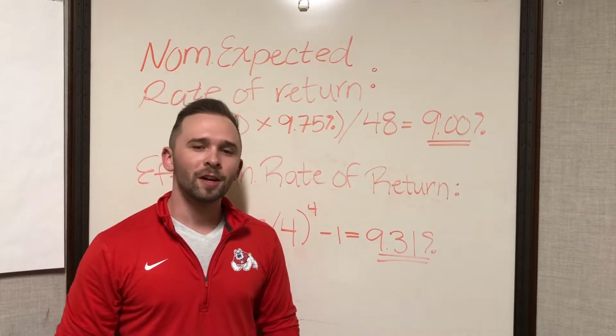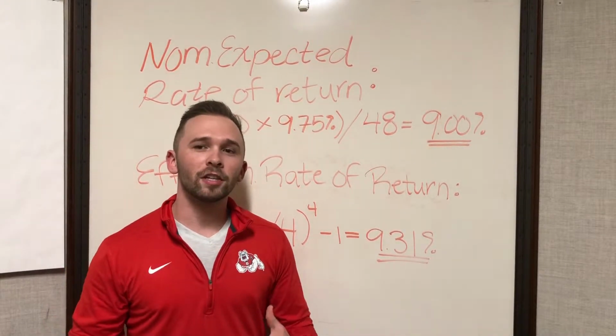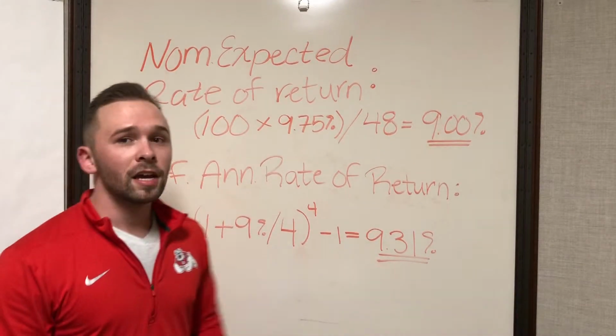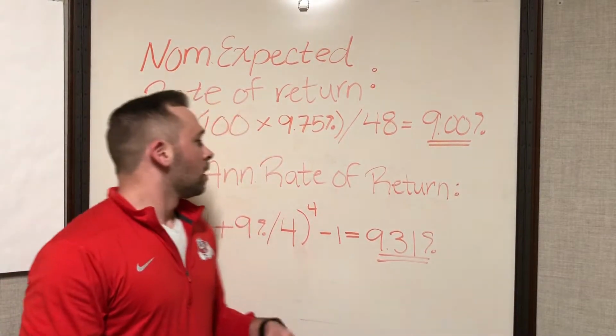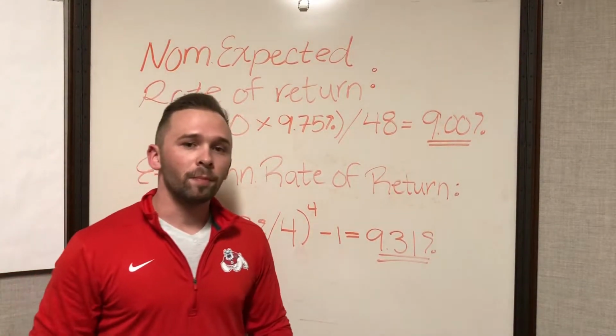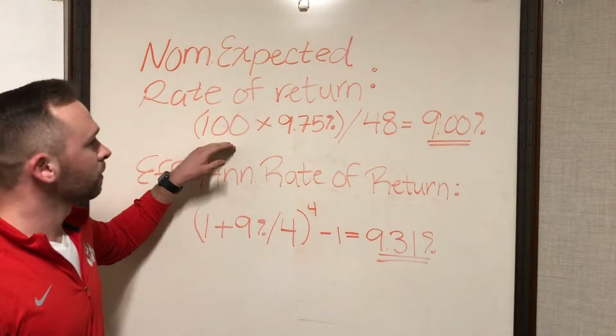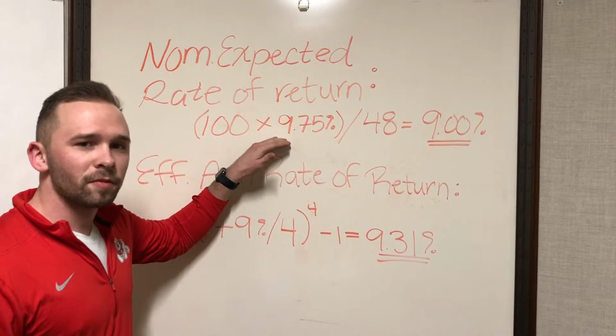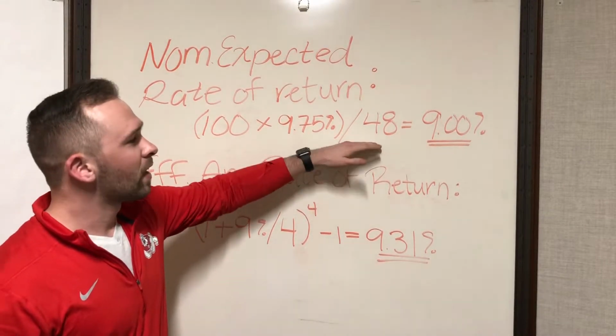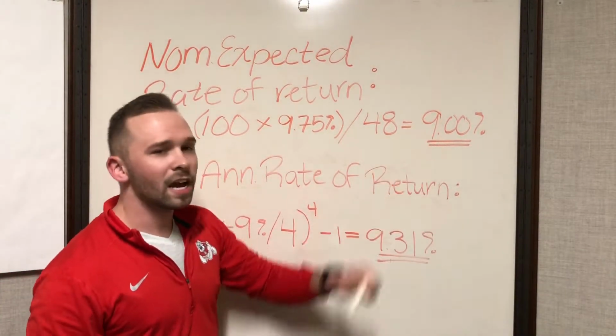So let's get started. Question 1 asks us to find the nominal expected rate of return as well as the effective annual rate of return for Energy Corp. So what we do is we take the $100 par value of the stock, multiply that by the 9.75 cumulative dividend, and you divide that by the current value of the stock, and that lands us at 9%.